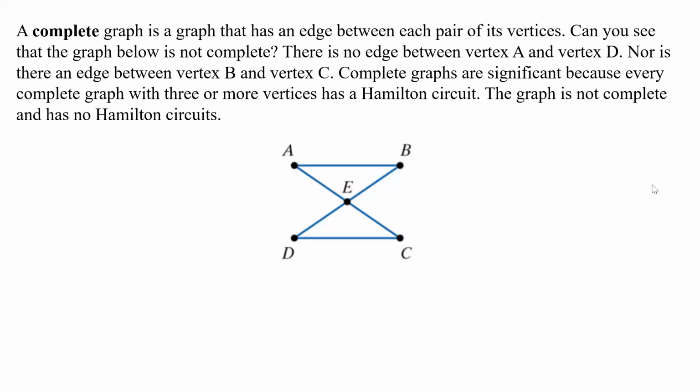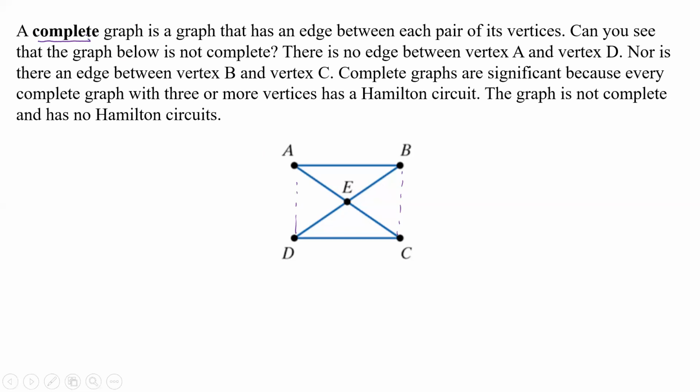All right, so a complete graph is a graph that has an edge between each pair of vertices. Now, if you look at the graph below, we can see it's not complete because we don't have an edge between A and D, and we also don't have an edge between B and C. Otherwise, everything else has an edge connecting it, but those two we don't have edges to. So that's kind of the key here. We don't have that edge and that edge. Therefore, it's not a complete graph.